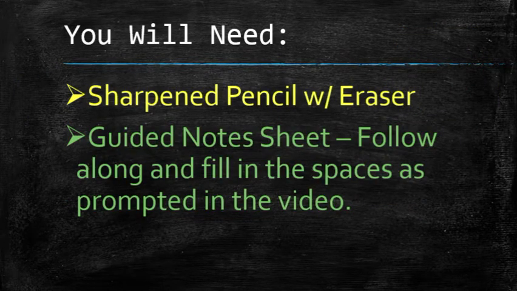Today we are going to learn how to add fractions with unlike denominators. You will need a sharpened pencil with an eraser and your guided note sheet. You'll follow along and fill in the spaces as you're prompted in the video. If you need any of these items, please raise a quiet hand and I will come and give those to you.